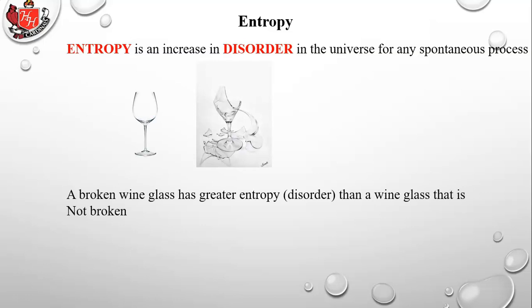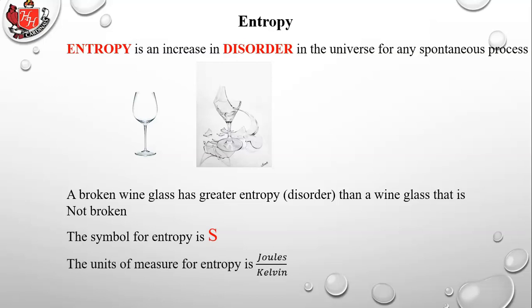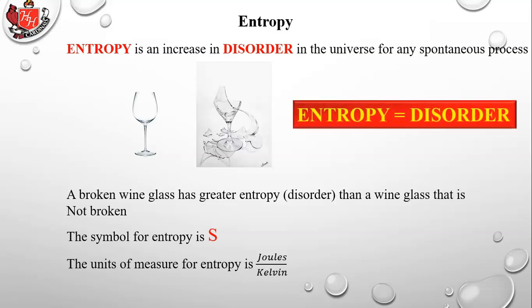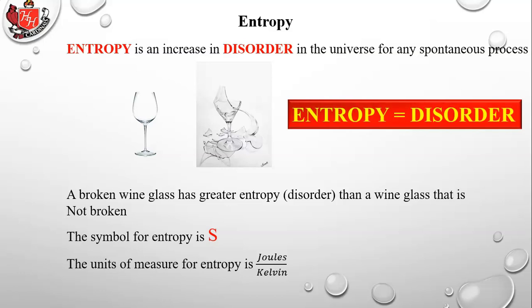Okay, so a broken wine glass has a greater entropy, disorder, than a wine glass that is not broken. It's just very simply that. The molecules in the glass are in a more disorderly state when the glass is broken than the molecules in the glass, which is more orderly. The symbol for entropy is capital S. The units of measure for entropy is joules per Kelvin. So it's an amount of energy in joules over the absolute temperature scale in Kelvin. So just remember, entropy equals disorder.